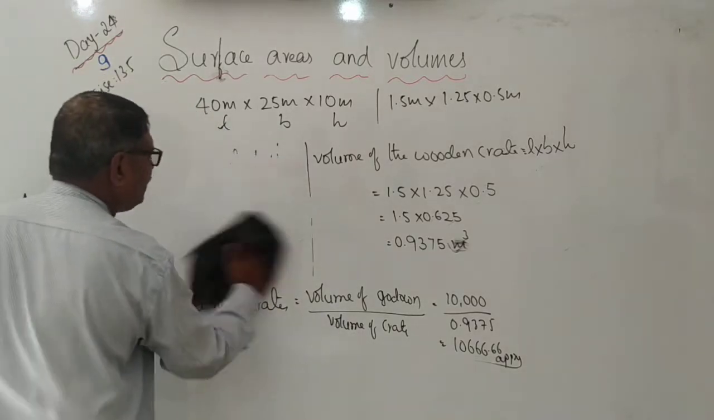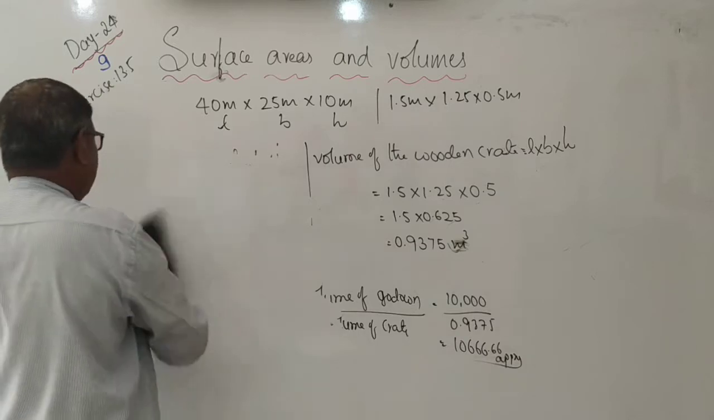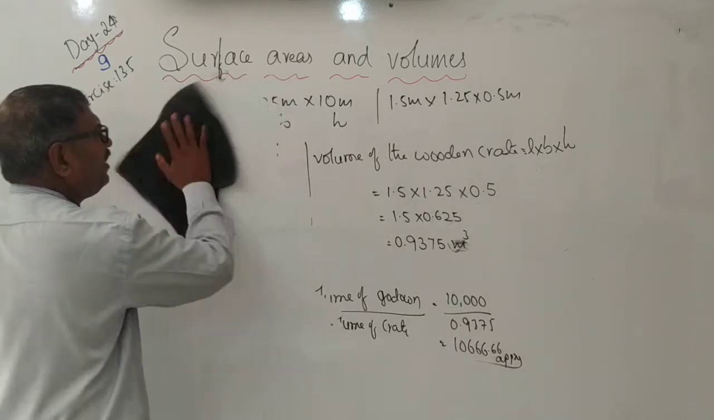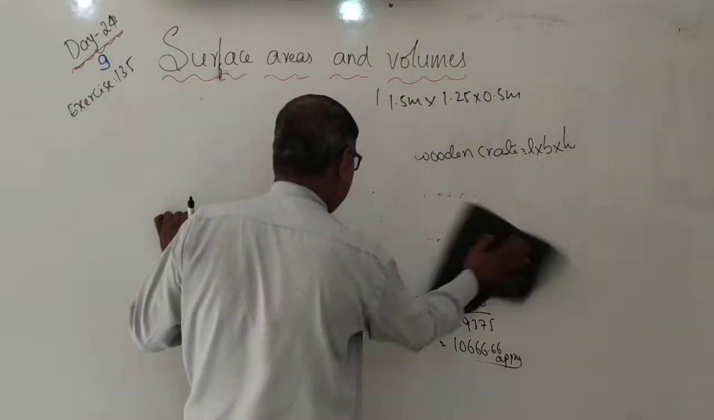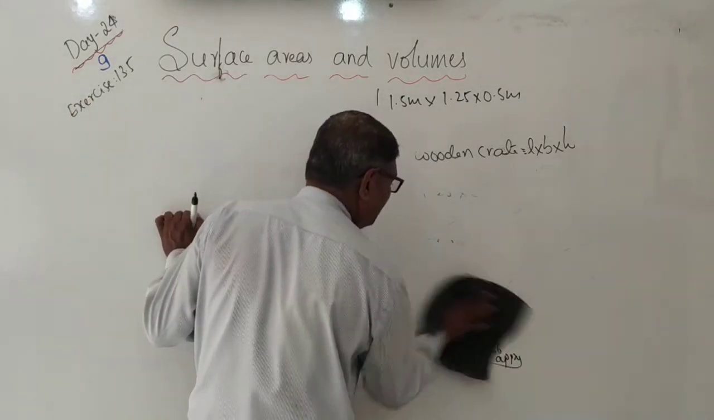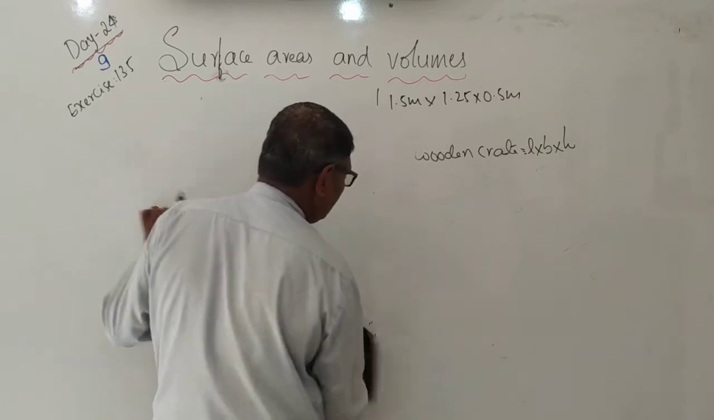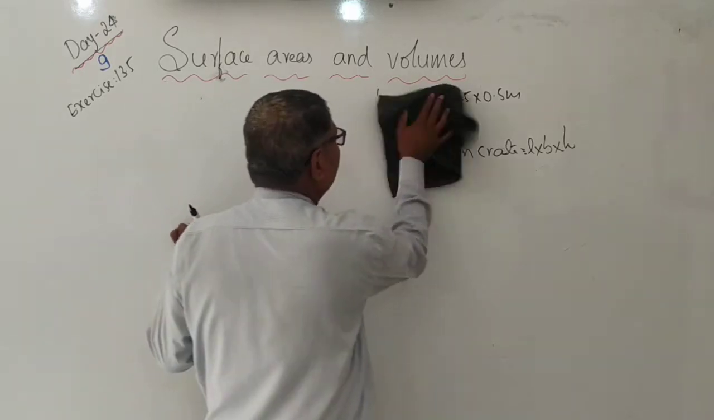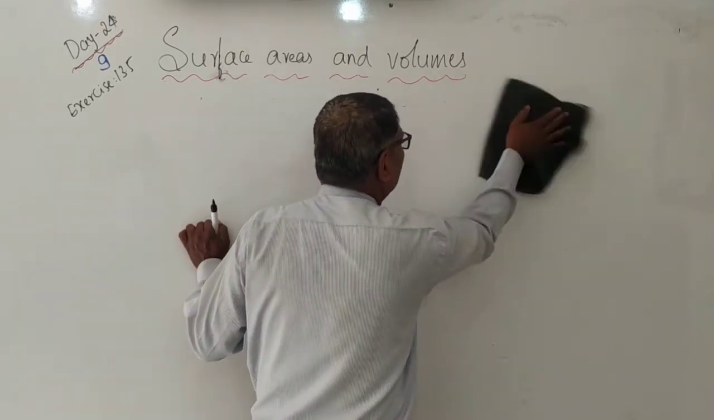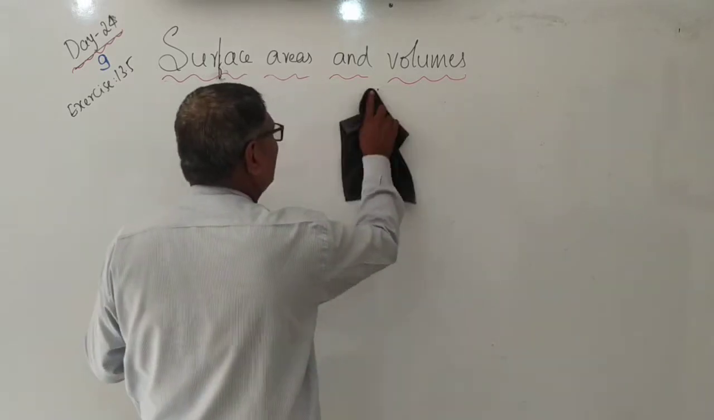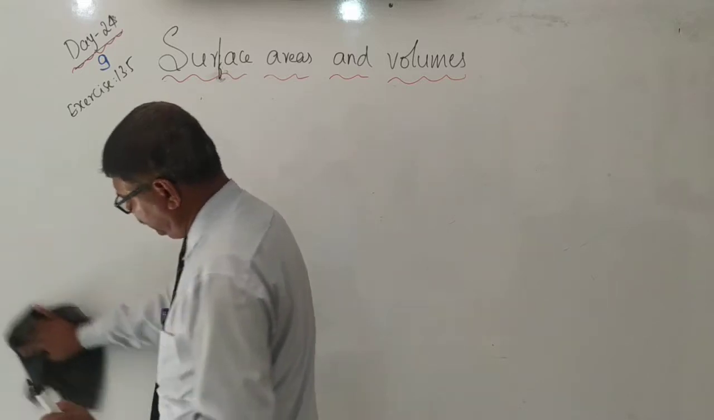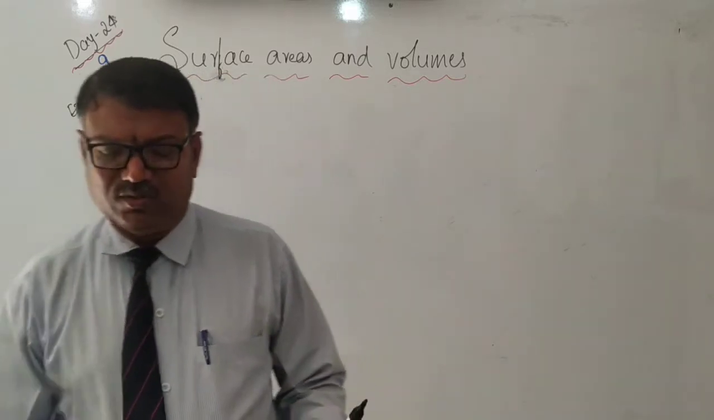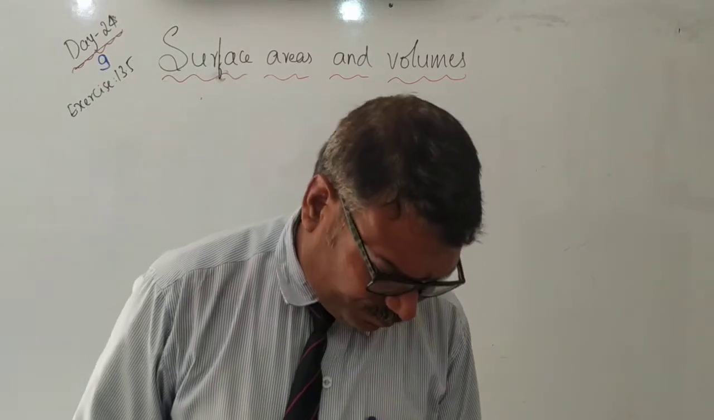One more problem. I told you again and again you should remember the formulae. Formulae are very important. All the formulae are very important. Please tell them again and again: volume of cuboid, volume of cylinder, volume of sphere, and volume of cone. Okay. Next problem.